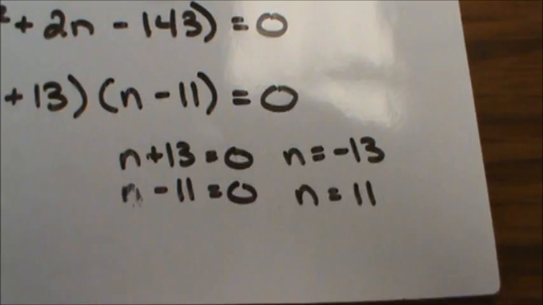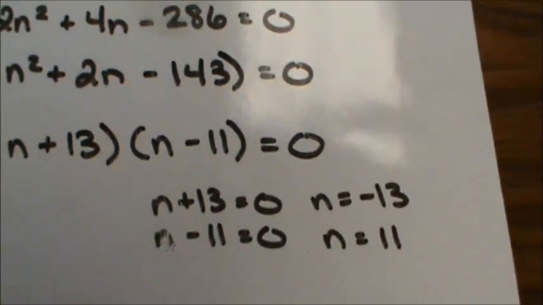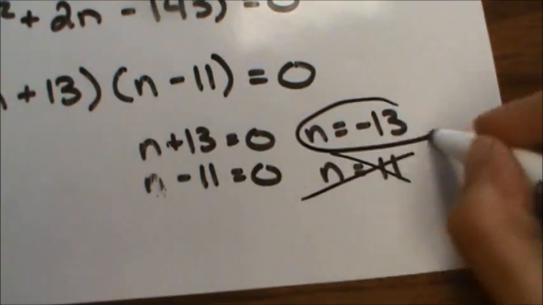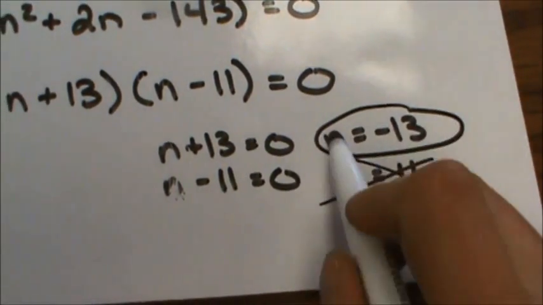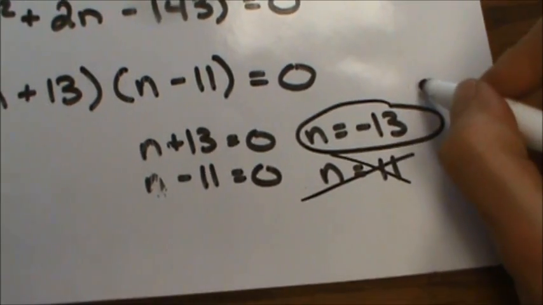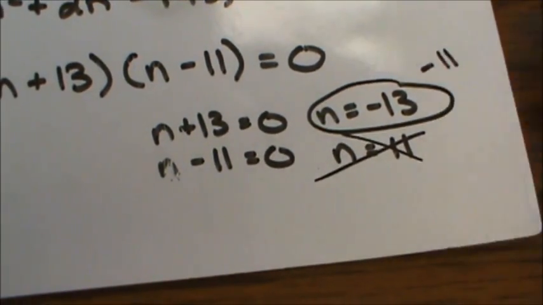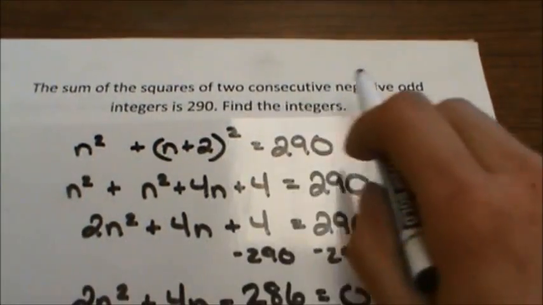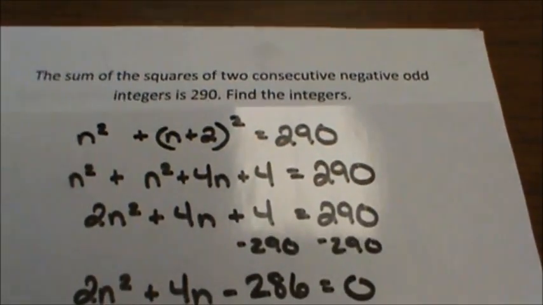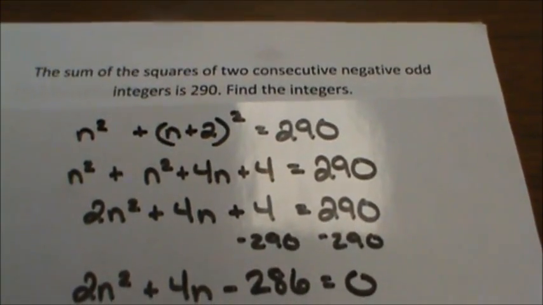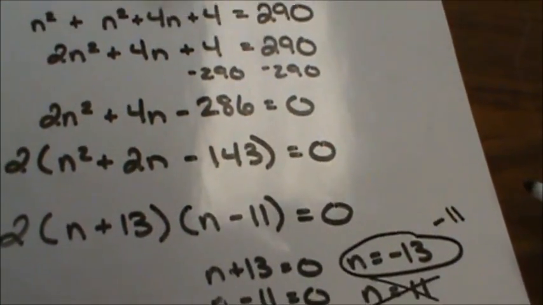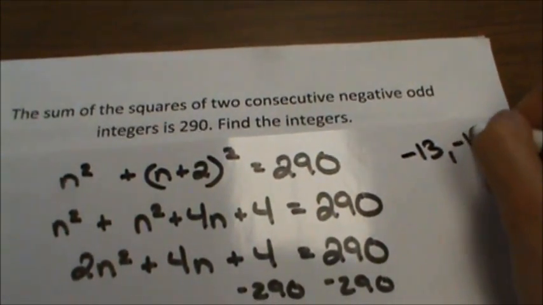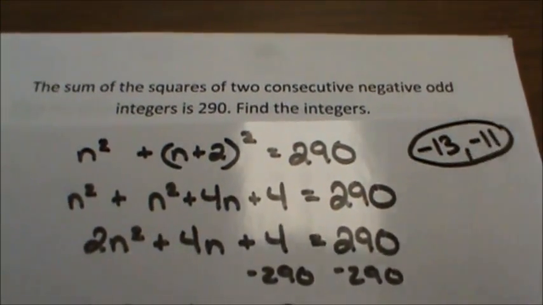I need two consecutive negative odd integers. So in this case, this 11 here does not work. It is a positive odd integer. I need the negative one. So that means negative 13 is my n, and the next odd integer after that would be negative 11. So my two consecutive odd integers that have this property are negative 13 and negative 11. To give my final answer, you would say negative 13 and negative 11 are those two integers.